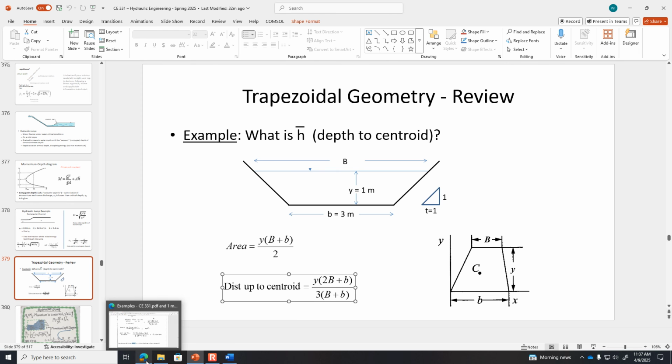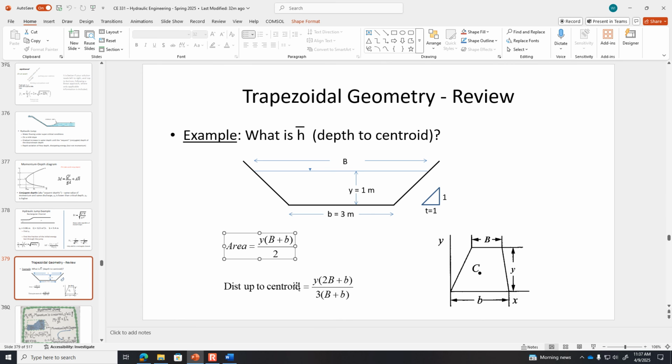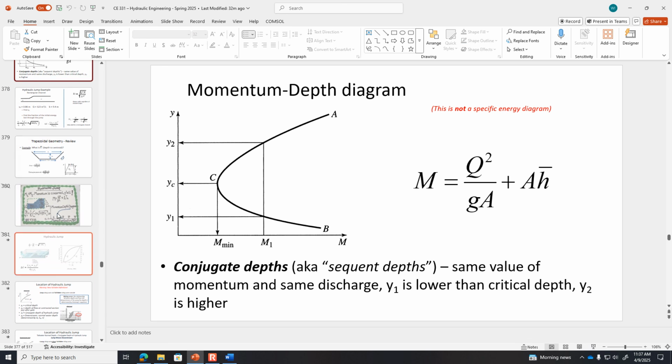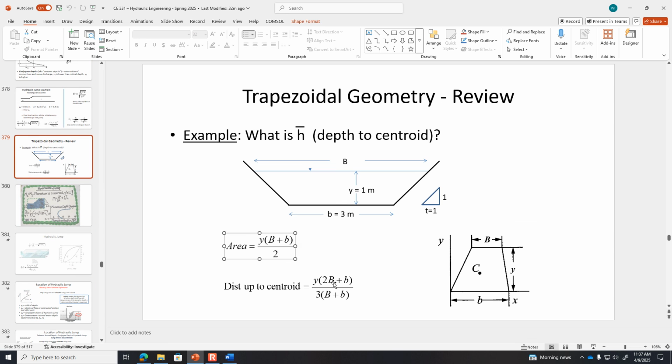Any questions about how to find h bar in a trapezoidal channel? And this gives you how to find the area in a trapezoidal channel, which you're going to need because the static component of the momentum function is the area multiplied by h bar. So now you've got the formulas for both the area and the distance from the bottom to the centroid. And so h bar would be y minus this distance. So h bar is y minus distance up to centroid. This is the generalized formula.